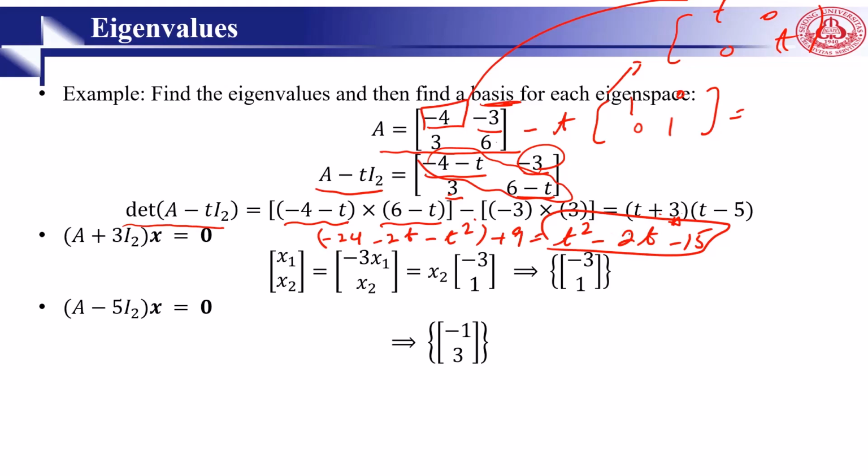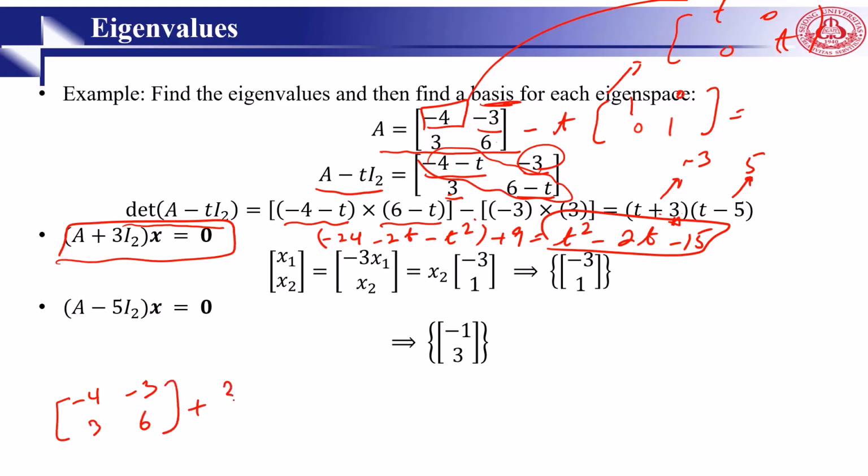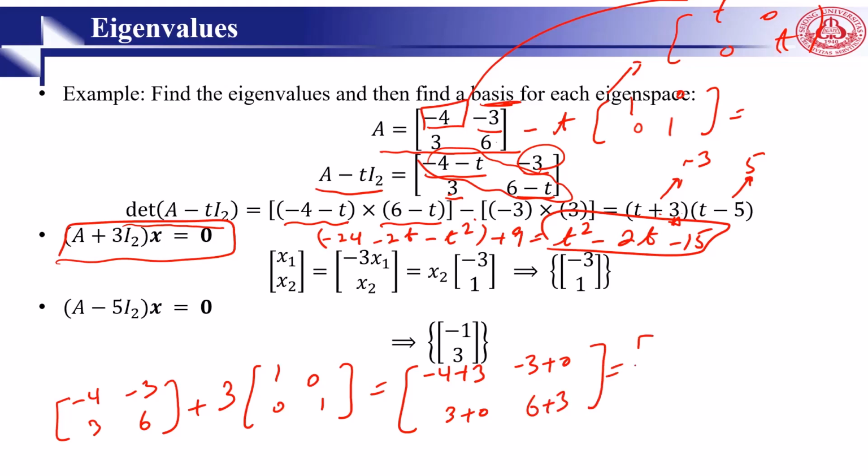Therefore, the roots of the characteristic polynomial in this case are minus 3 and 5, right? So now we need to solve A minus minus 3I equal to 0. To do this, we have A, which is minus 4, minus 3, 3 and 6, plus 3 times 1, 0, 0, 1, equal to what? Minus 4 plus 3, minus 3 plus 0, 3 plus 0, and 6 plus 3, which gives us minus 1, minus 3, 3, and 9.